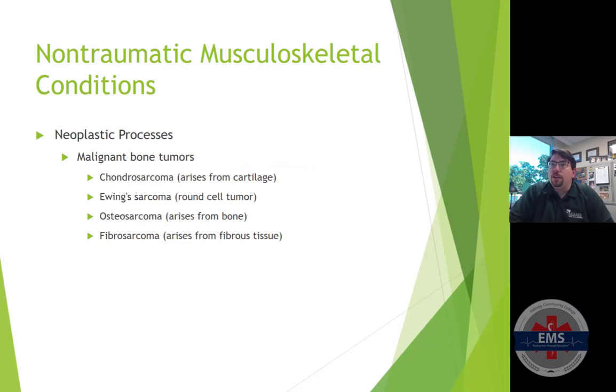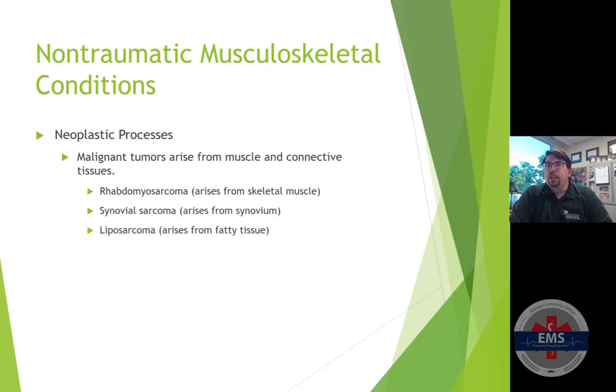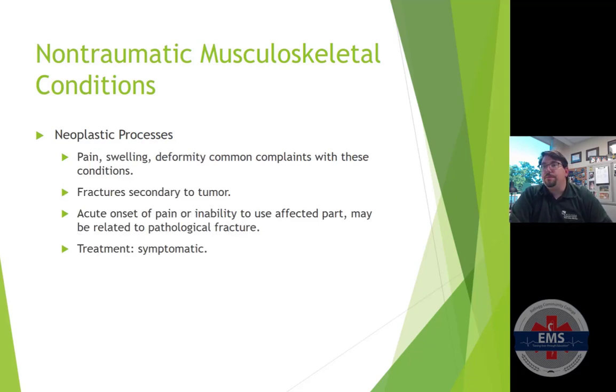Now, there are a ton of malignant bone tumors based on where they arise from. From the cartilage, there's Ewing sarcoma, which is a round cell tumor; osteosarcoma, from the bone; or fibrosarcoma, which arises from the fibrous tissue that supports things around joints. Malignant tumors can also arise from the muscle and connective tissue, right? Rhabdomyosarcoma is another one we can see, arising from skeletal muscles. Synovial sarcoma comes from the synovium. Liposarcoma arises from the fatty tissue. So again, it can happen anywhere, but there are specific types based on the tissue in which it arises.